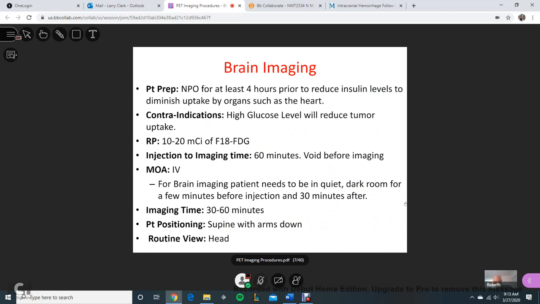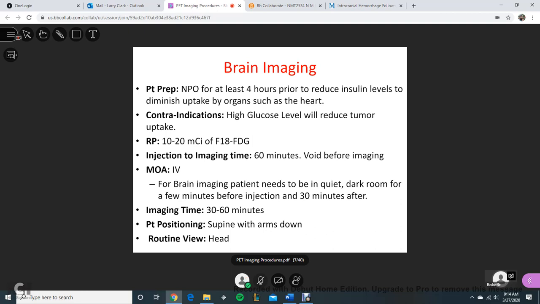All right, so brain imaging, what would you do? The patient prep: the patient has to be NPO for at least 4 hours prior to reduce insulin levels to diminish uptake by organs such as the heart. The contraindication would be high glucose levels, which would reduce the tumor uptake. Your radiopharmaceutical is going to be 10 to 20 millicuries of FDG. The injection to imaging time would be 60 minutes, and you would void before the imaging. Your method of administration would be IV.